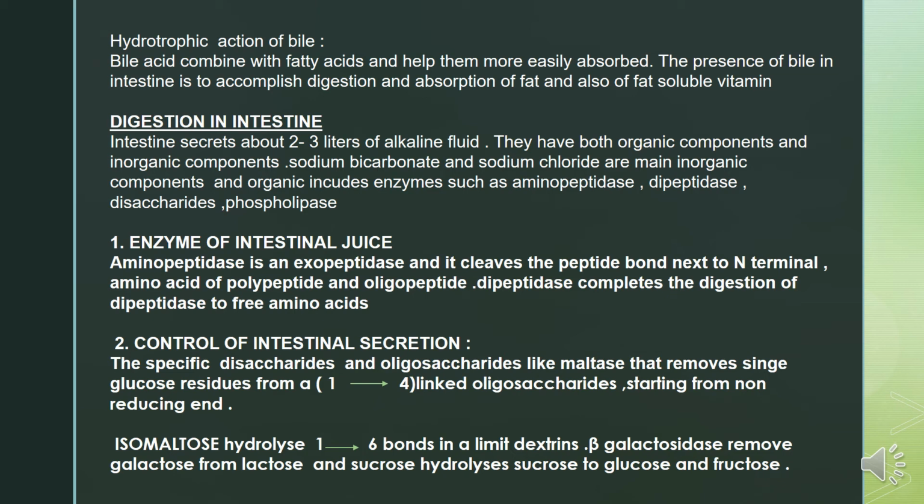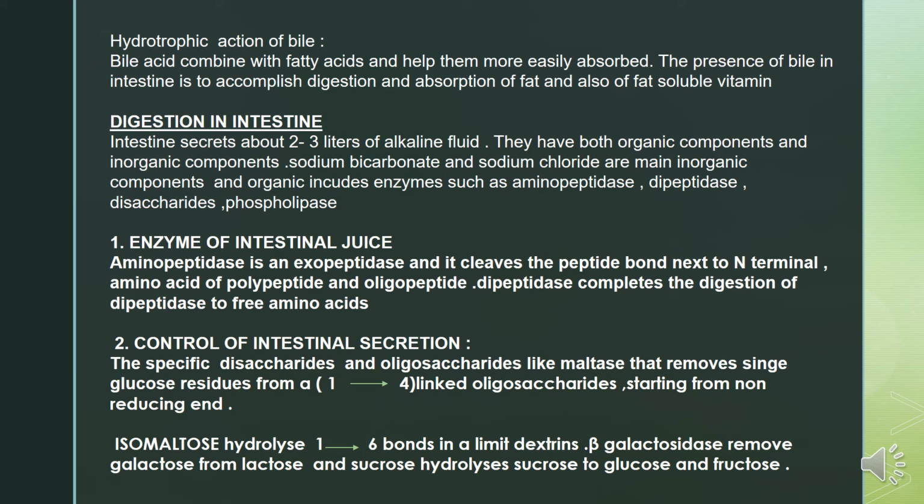Digestion in the intestine. The intestine secretes 2 to 3 liters of alkaline fluid. It has both organic and inorganic components. Sodium bicarbonate and sodium chloride are inorganic components, and organic components include enzymes such as aminopeptidase, dipeptidase, disaccharidases, and phospholipase. Enzymes of intestinal juice. Aminopeptidase is an exopeptidase and it cleaves the peptide bond next to the N-terminal amino acid of polypeptides and oligopeptides. Dipeptidase completes the digestion of dipeptides to free amino acids.